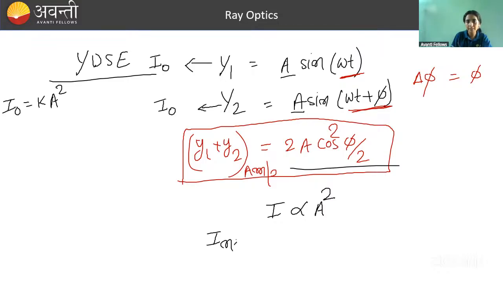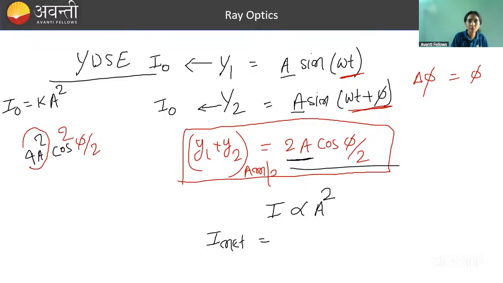What will be the net intensity? If you calculate net intensity, then that will be what? Proportional to amplitude, resultant amplitude ka square. So when you will do the square here, you will get 4a square cos, sorry, यहाँ पे मैंने cos square लिखा है. Sorry. This is 2a cos phi by 2. Okay. I'm really sorry. This is 2a cos phi by 2. So if you are going to do the squaring, 4a square cos square phi by 2.